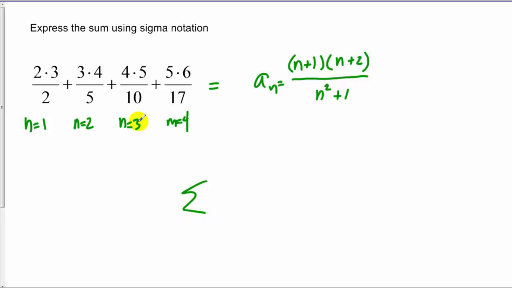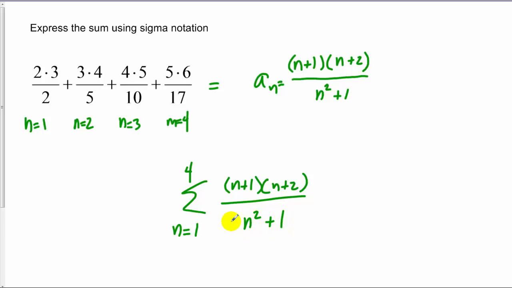So I only got 4 terms. I'm going to let n equal 1 to 4 of n plus 1 times n plus 2 over n squared plus 1. And I think that's probably the easiest way to get that problem done.